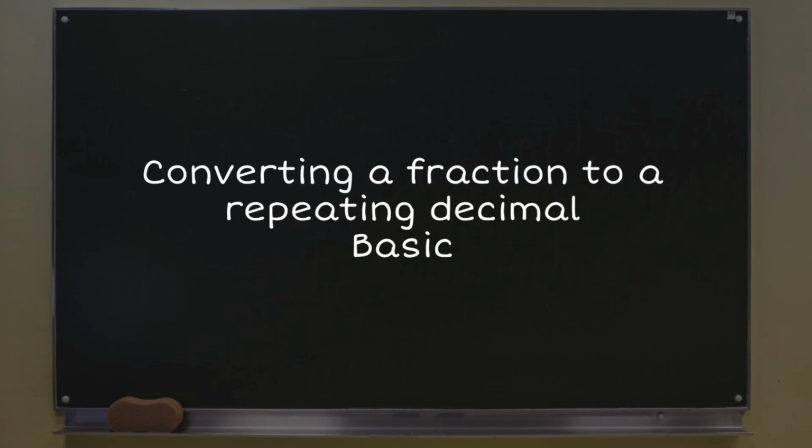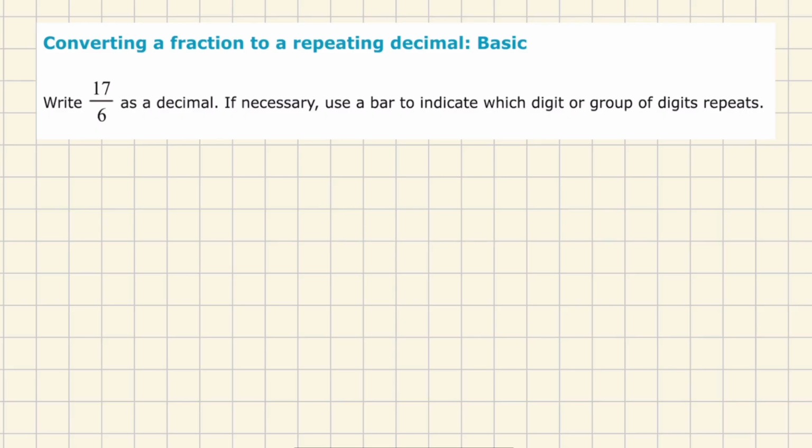Converting a fraction to a repeating decimal, basic. We can see here we're writing 17/6 as a decimal, and we are to use a bar to indicate which digit or group of digits repeats. So in the process, I do anticipate that I'll see some digits begin to repeat, and setting up the long division, I would start with the 6, that being the number outside, and then inside we would have the 17, and from here we can start long division.